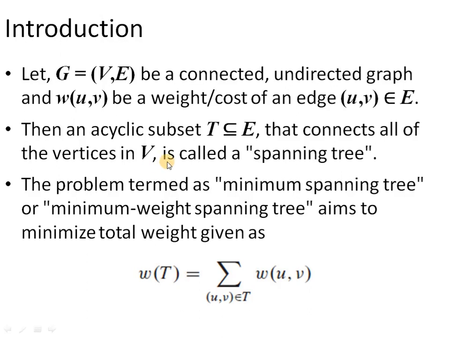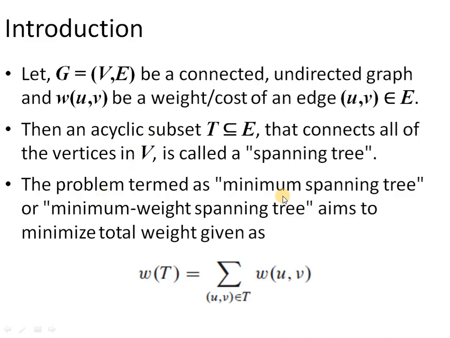Now looking at the mathematical terms related to minimum spanning tree. So how do we define it? We are provided with a graph G with a vertex set V and an edge set E. The graph G is connected as well as undirected, and then we have a weight function or a cost function associated with every edge present in the set E. Then we have to find an acyclic subset T, which is nothing but the spanning tree, and the property of this tree is it should connect all the vertices which are present in set V.